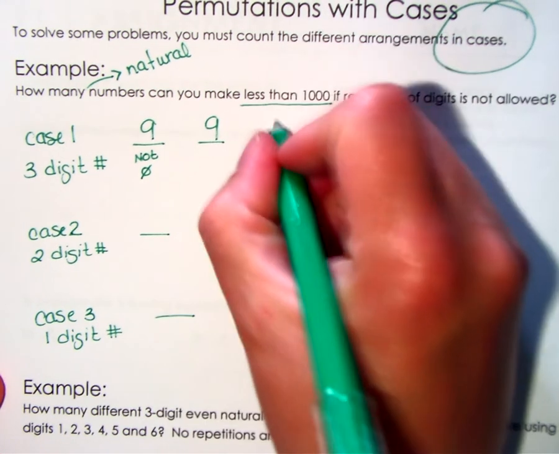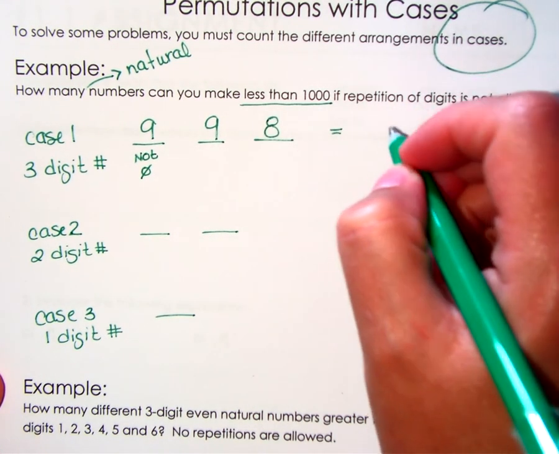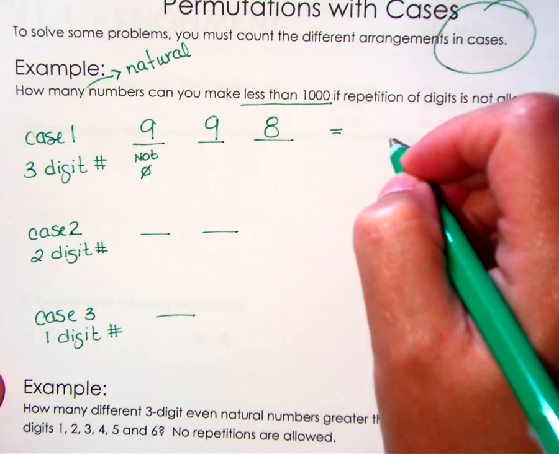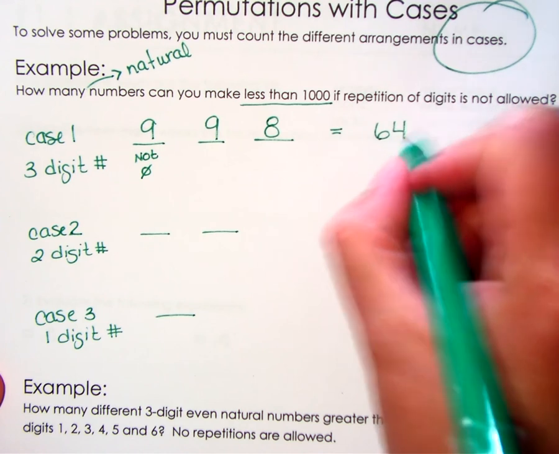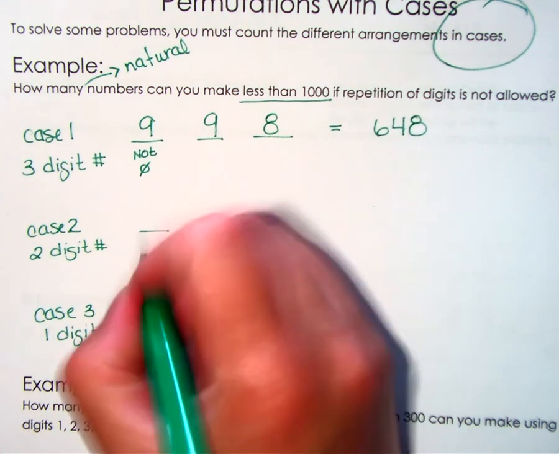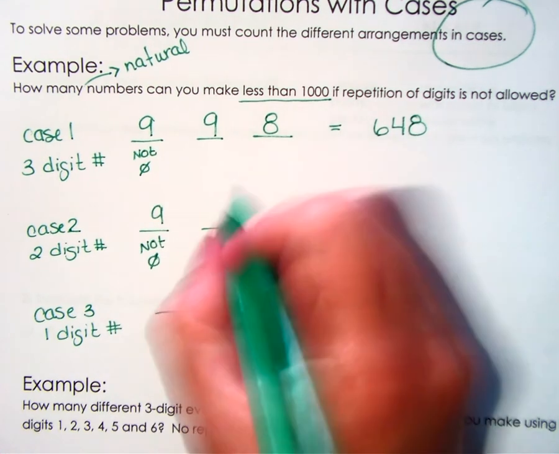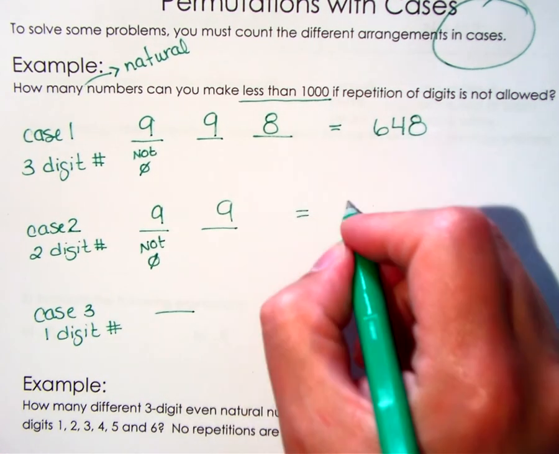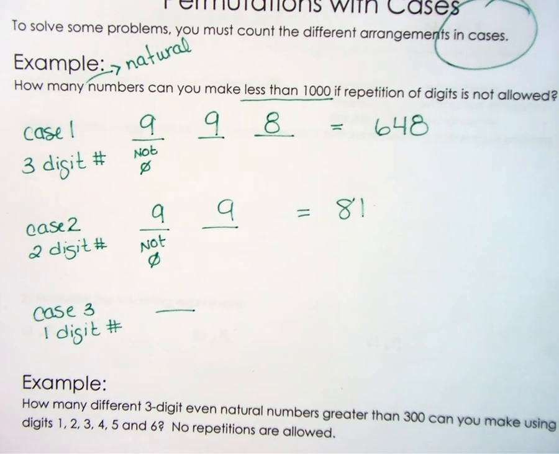Yes, 8. Okay, what are those equal to? 81 times 8. 648. Okay, 2 digits. What can the first number not be? 0. So not 0. So 9 and 9. She did the math already.